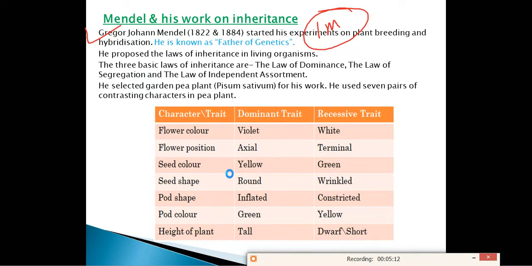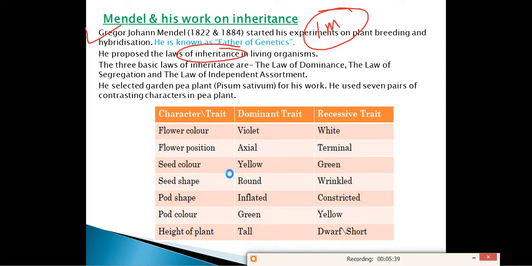Now, some laws he has given. He has proposed a law of inheritance in an organism. From the word inheritance, what you can understand? Inheritance means what we get from our parents, right? So according to the law of inheritance, the characters are passed on from one generation to the next generation. Now there are three basic laws of inheritance: law of dominance, law of segregation, and the law of independent assortment.